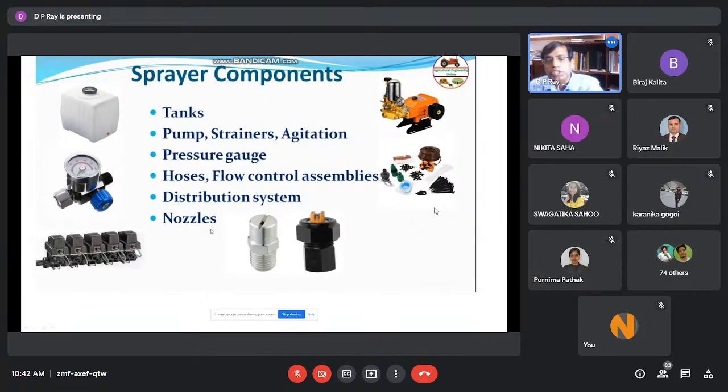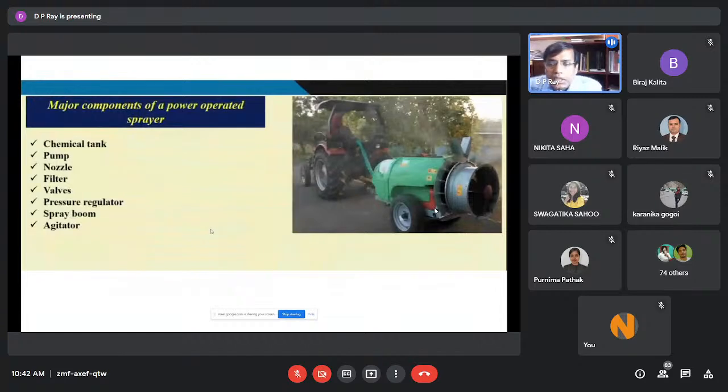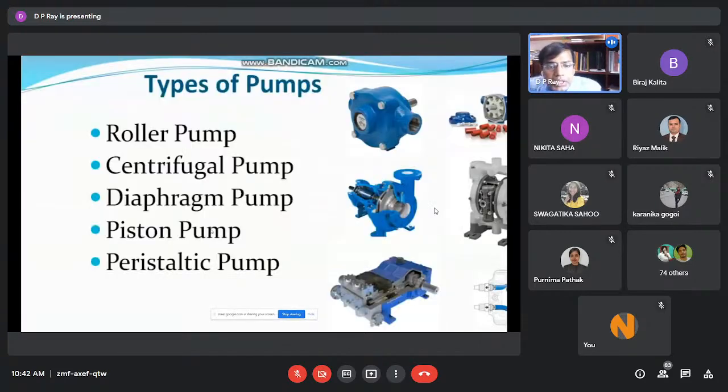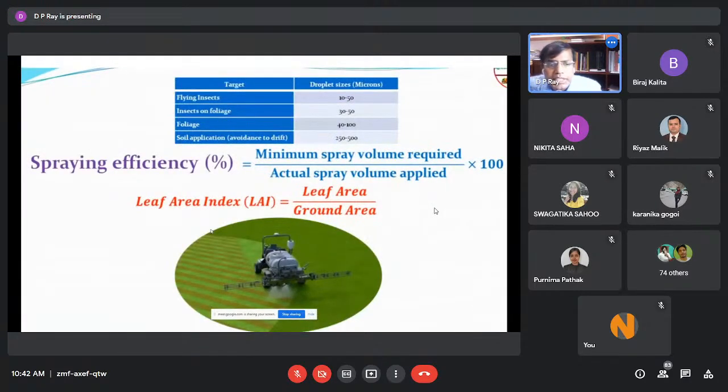But the most important thing is the nozzles. Nozzles we will be covering in detail. And the spraying efficiency: you can find the minimum spray volume required and the actual spray volume applied. Basically, efficiency is how much area there is and how much we are able to reach. That ratio, minimum spray volume required to the actual area covered, multiplied by 100, is called the spraying efficiency.